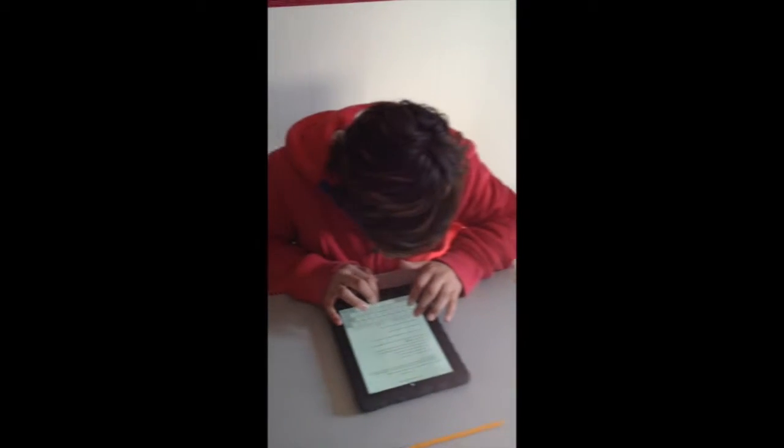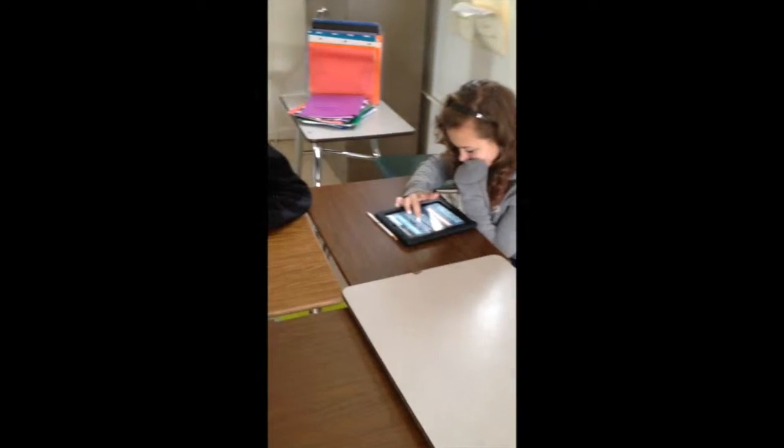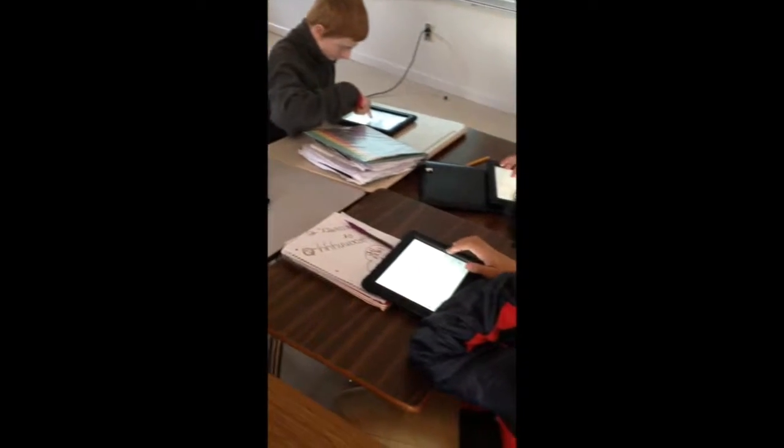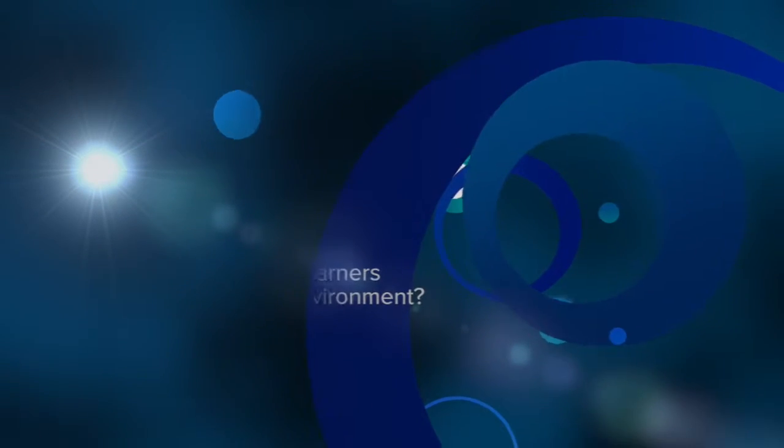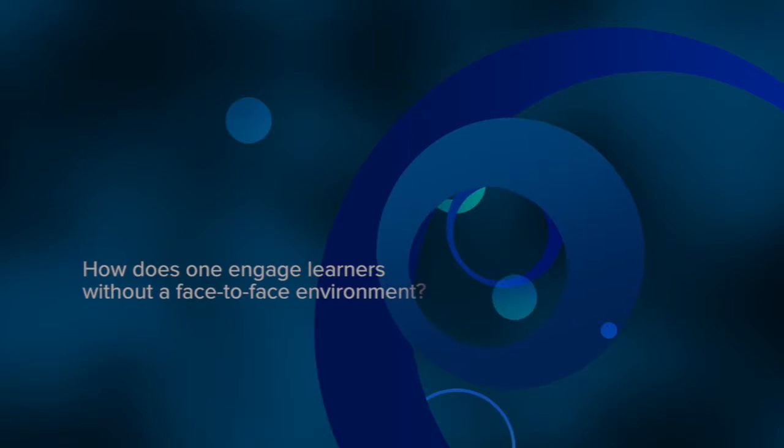But what if the classroom cannot be controlled? In the distance education program, a student is surrounded by distractions within their environment, normally the comfort of their own home, such as TV, games, and family. So the question then becomes, how does one engage without being in a face-to-face environment?